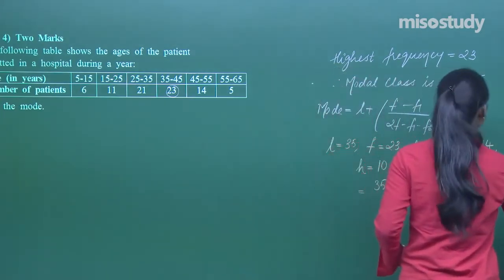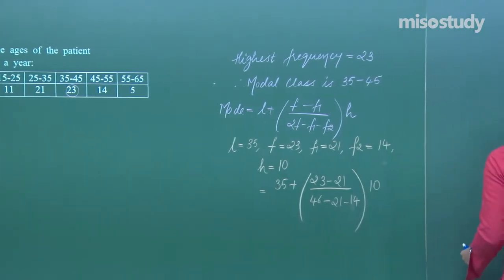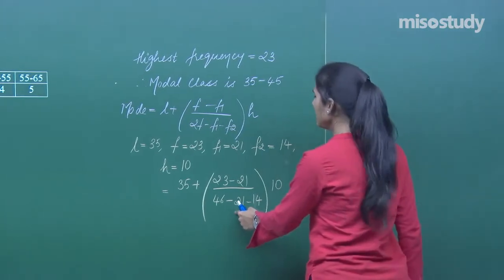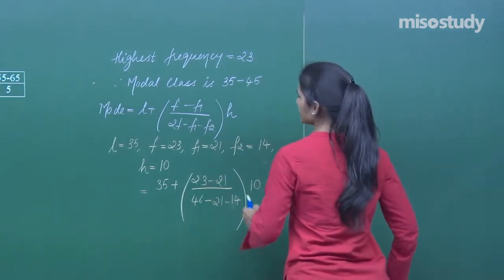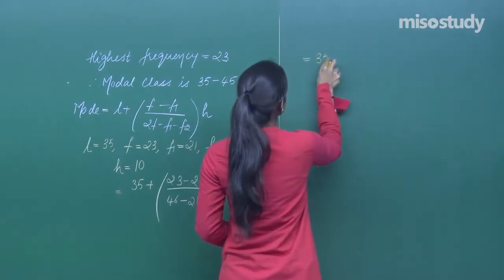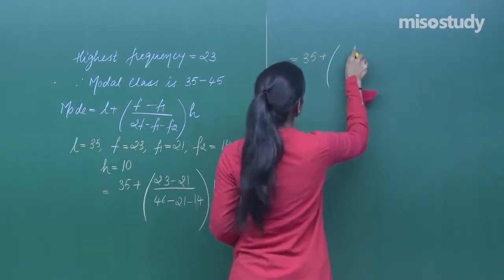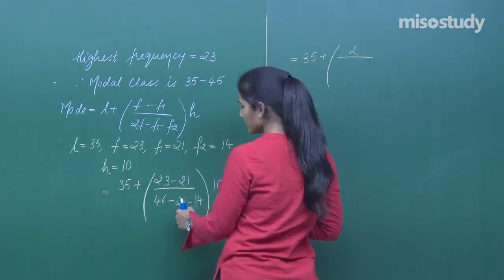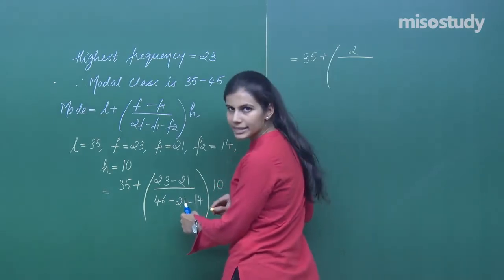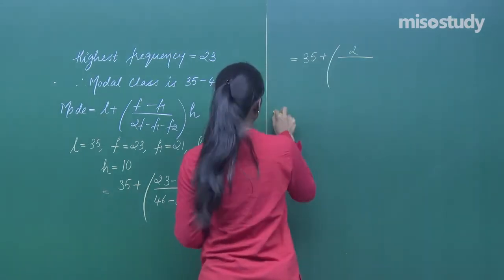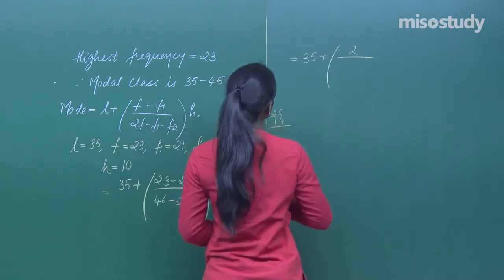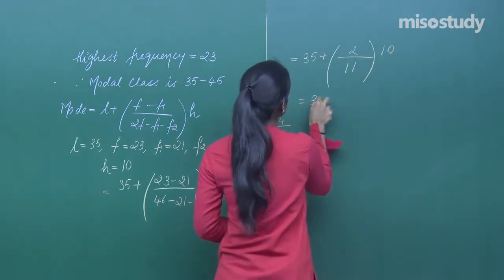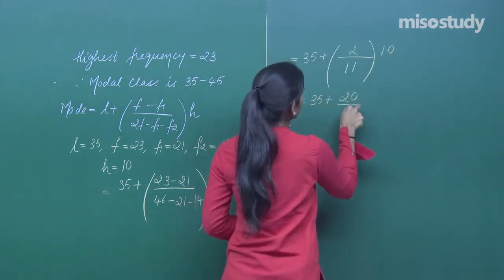So what do you get? 2f minus f1 minus f2 is what you have written. So 2 into 23 gives you 46 minus 21 minus 14, and here it is f minus f1. So this gives you 35 plus 23 minus 21 is 2. Now 46 minus 21, 6 minus 1 is 5, so you get 25. 25 minus 14 gives you 11 into 10. This gives you 35 plus 20 upon 11.